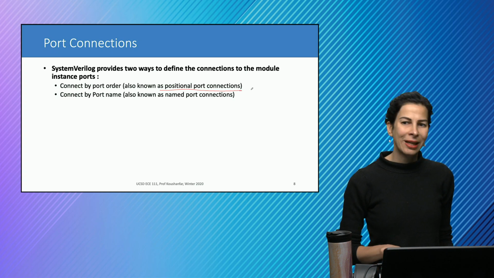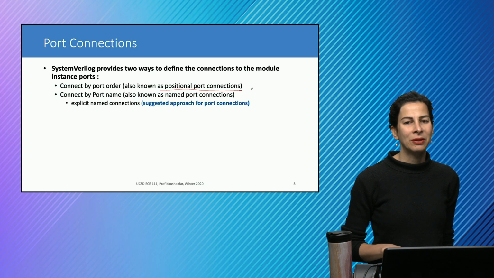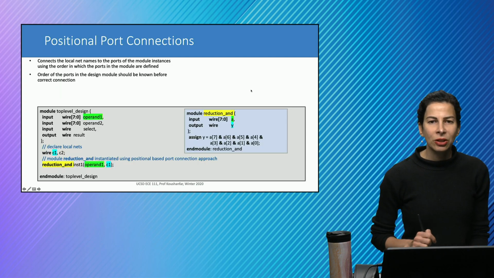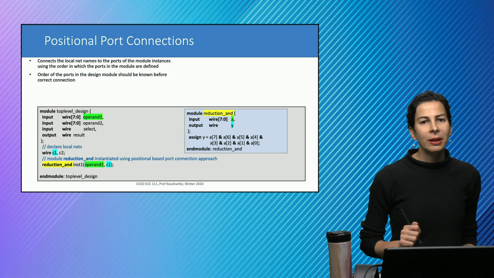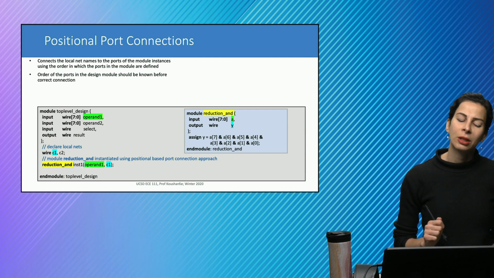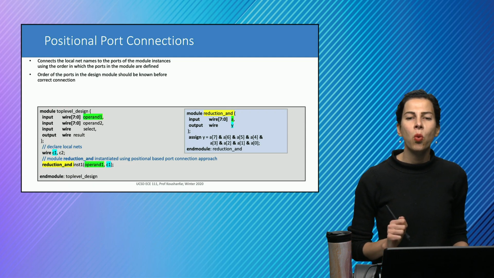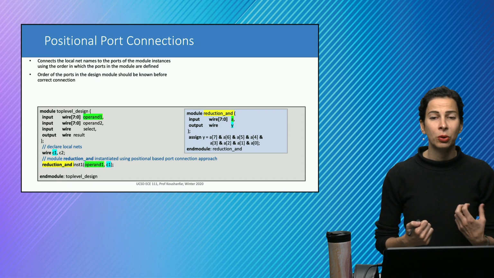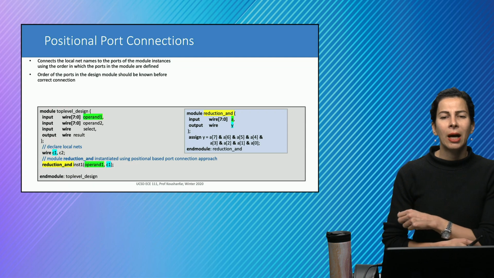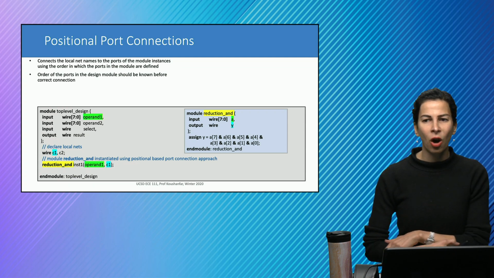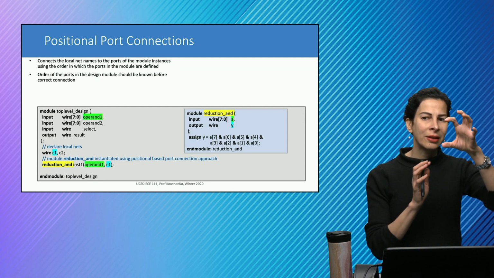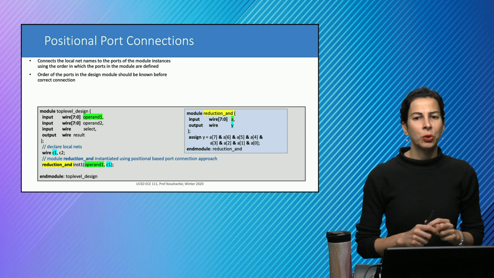And named port connection can take a few different ways. There is an explicit named connection, which we will be covering soon. Then there is .name connection, .star connection, and so on. So let's go back to positional port connection. The positional port connection is going to connect the local net names to the ports for the module instances using the same order in which the original port was defined. This means that when we call a module, we need to know the exact ordering of the inputs and outputs and assign the wires in the same order to the ports.